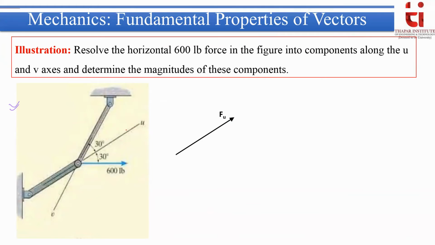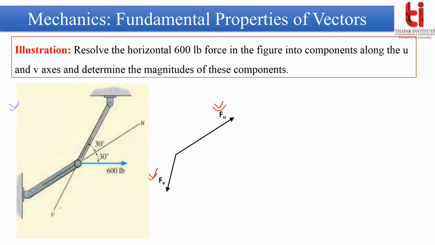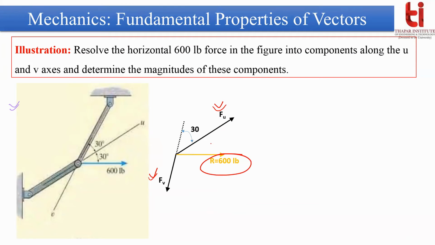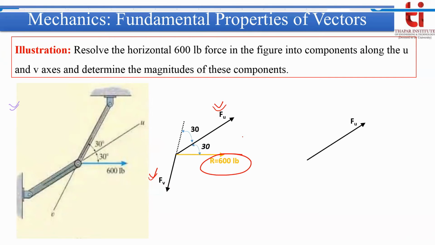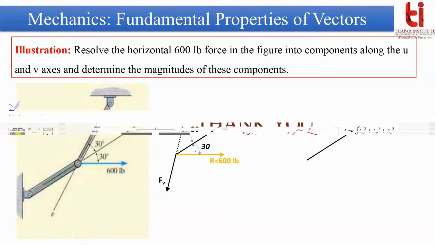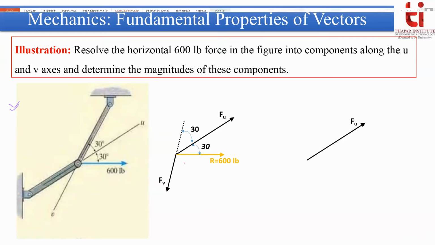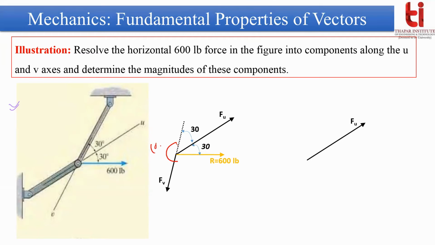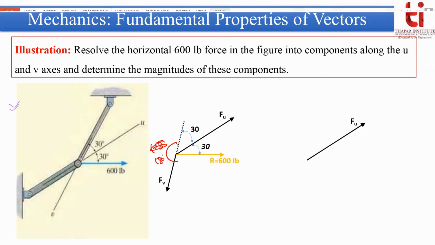Let's assign a force along u and name it fu, and another force along v and name it fv. This 600-pound resultant is given to us, and we have to find fu and fv. These angles are known: this is 30 degrees, this is 30 degrees. So we can apply Lami's theorem as well, because these three forces are directed outwards and all angles are known to us. Suppose this is 180 degrees, and this angle is 30, this angle is 30. So what will this angle be?